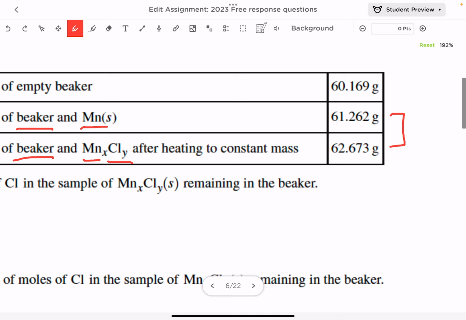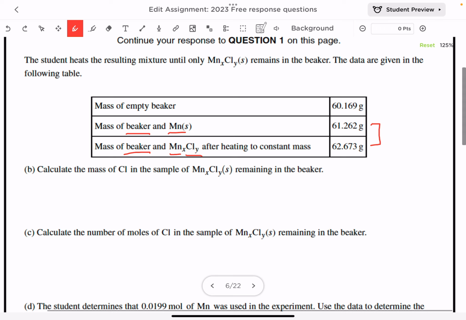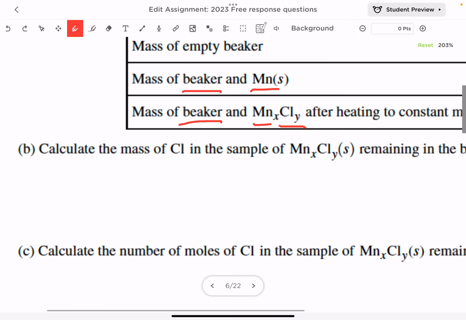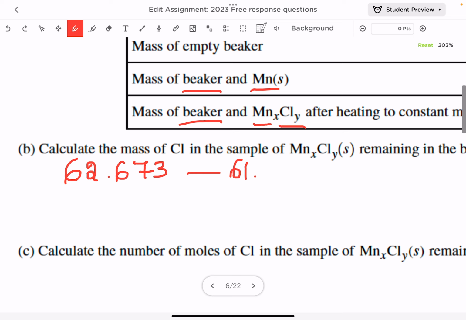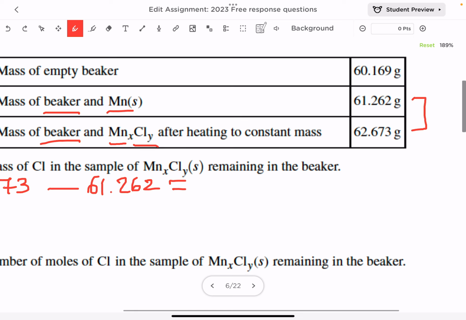Now let's see the question. Calculate the mass of Cl in the sample of MnXClY remaining in the beaker. Here, it's just a simple answer. You will write 62.673 minus 61.262 grams. The final answer, we have to follow the same significant figures of the numbers given in the question.